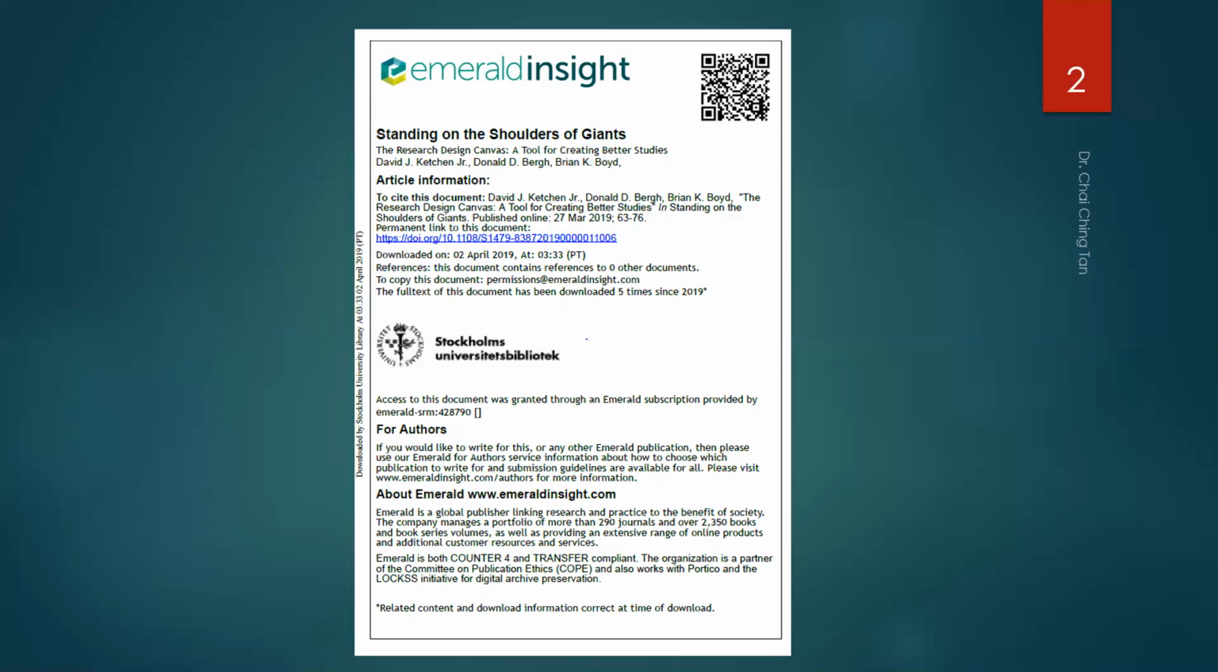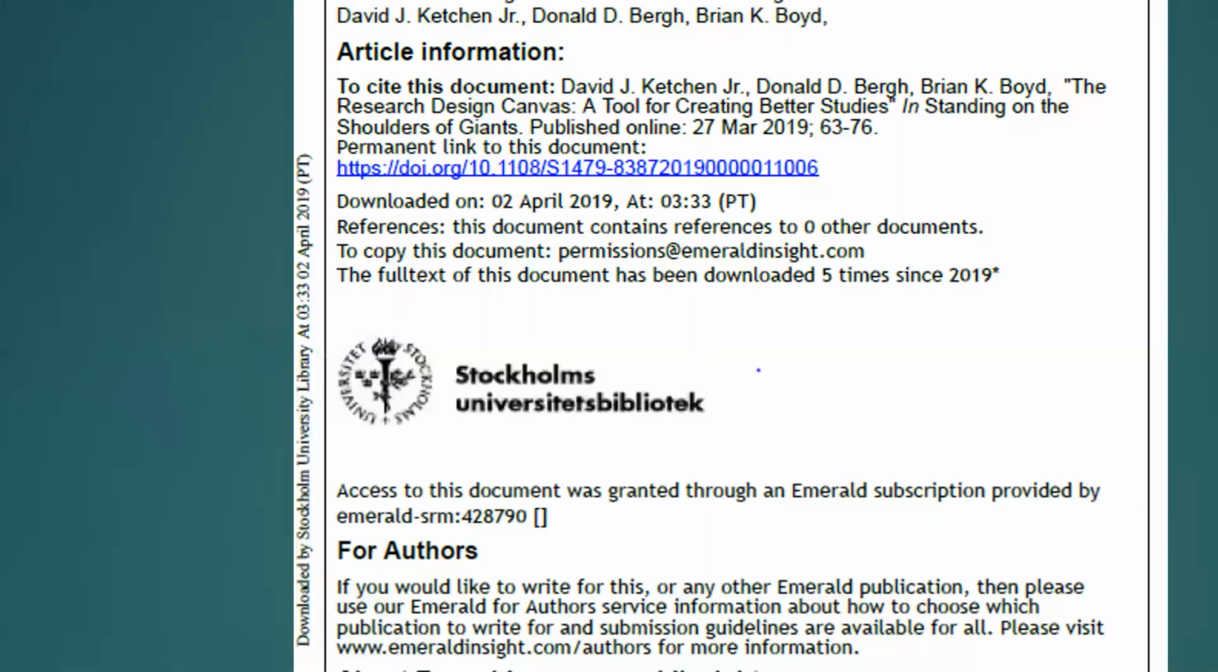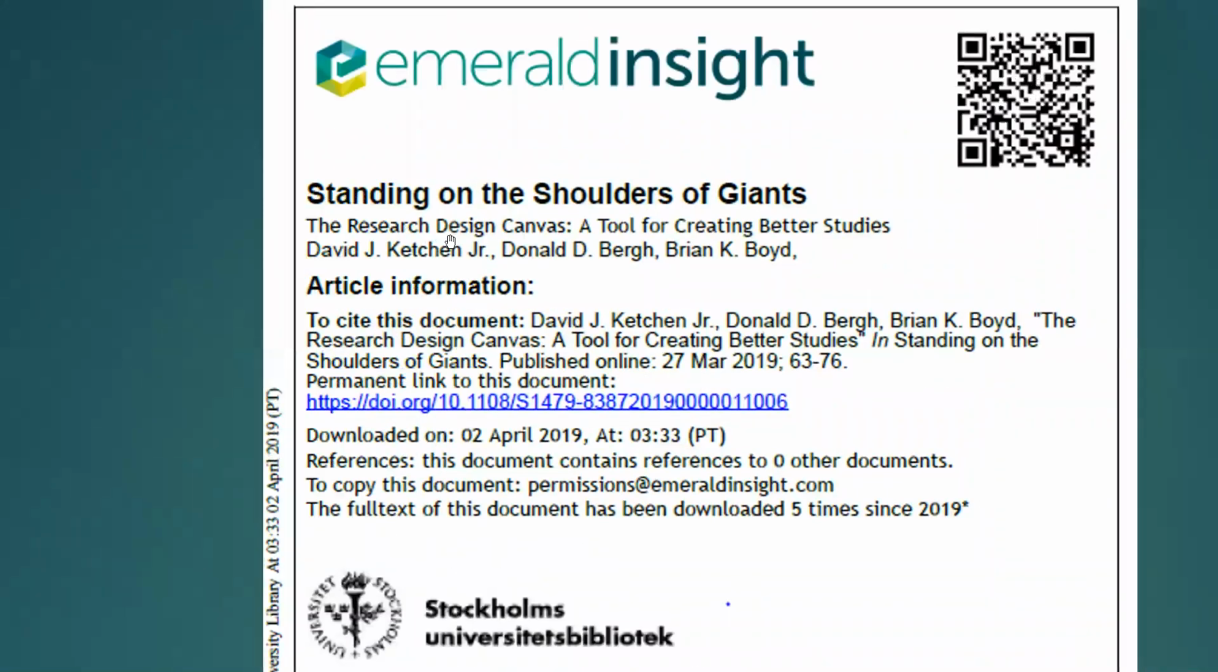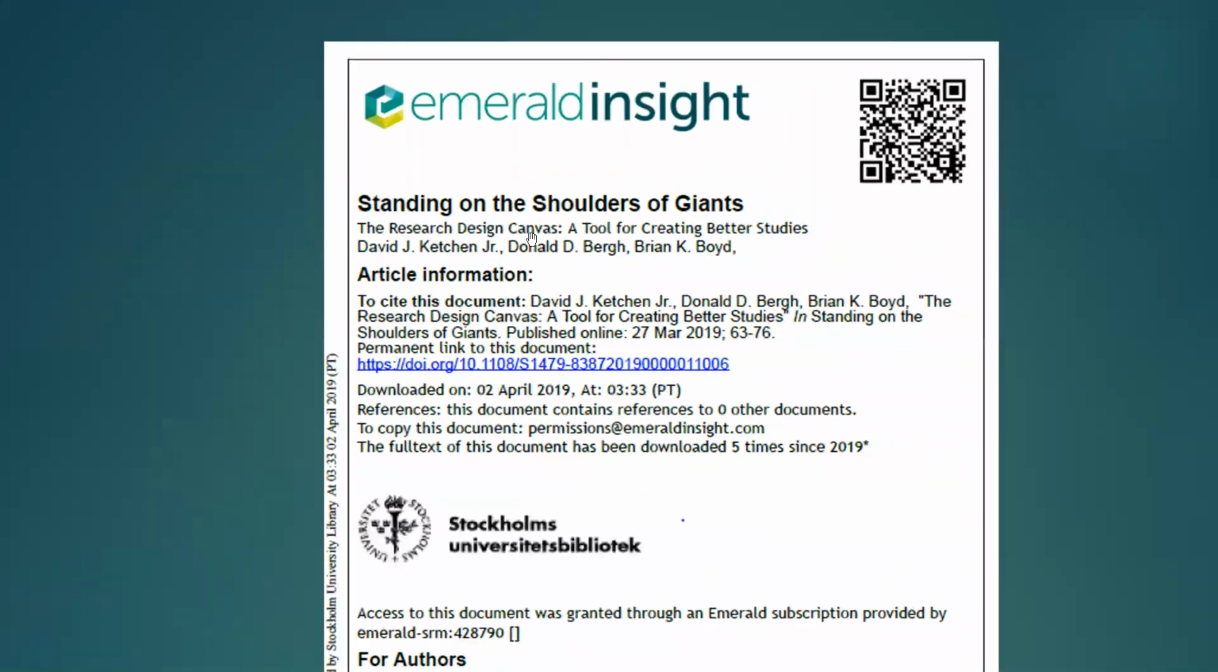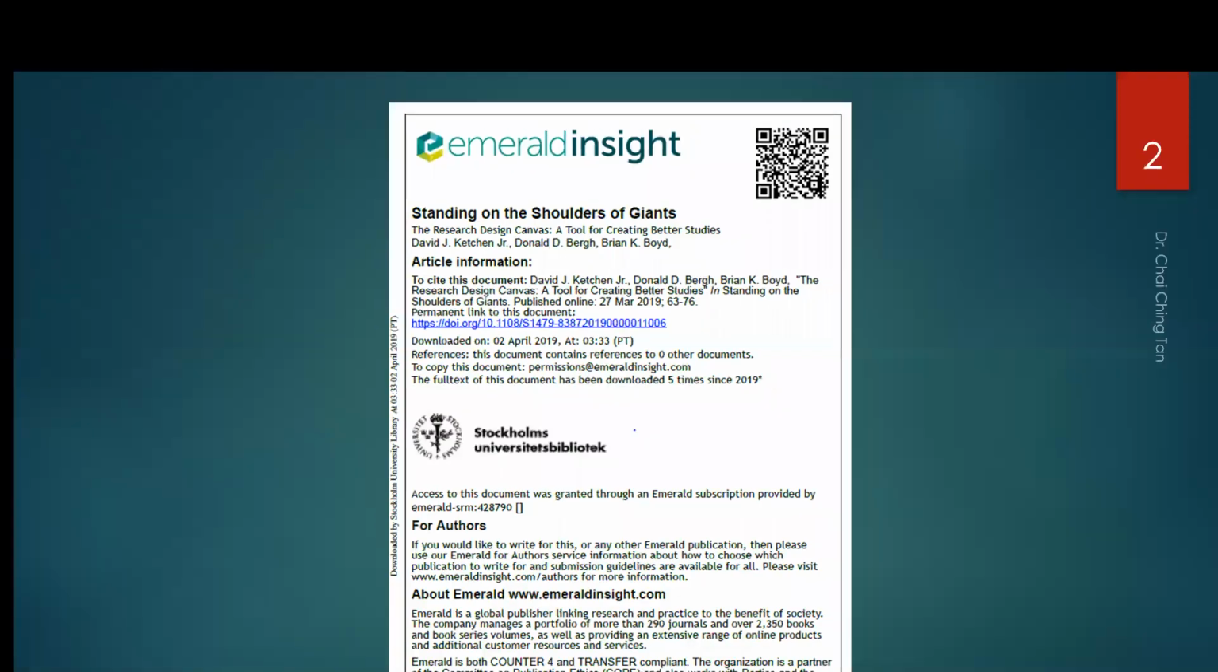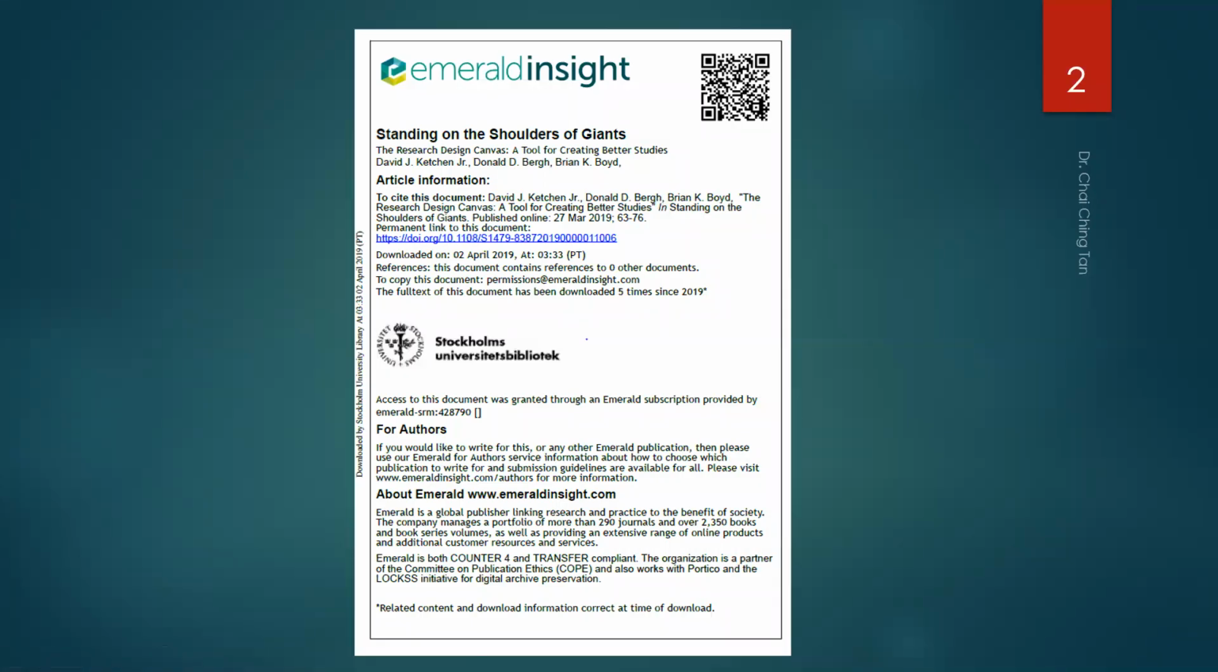So, for example, if you look into this article, which is talking about the research design canvas, which I have given discussions on before. It being a canvas, I mean, you look at this paper. Being a canvas, the title is very important, right? So being a researcher, you want to have a title that attracts people.